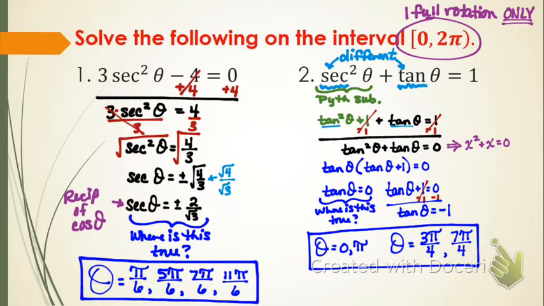Where is secant undefined? It's where cosine is 0, because that would be something over 0. Where is cosine 0? Pi over 2 and 3 pi over 2. Are any of these angles going to cause a problem with secant or with tangent? Nope. So all those answers are good. But you have to remember to check, because sometimes you'll find something that works when you're just looking at an isolated piece, but it doesn't work in the whole big thing. Right?